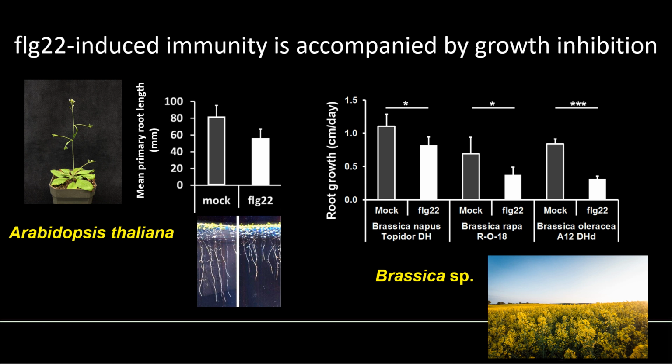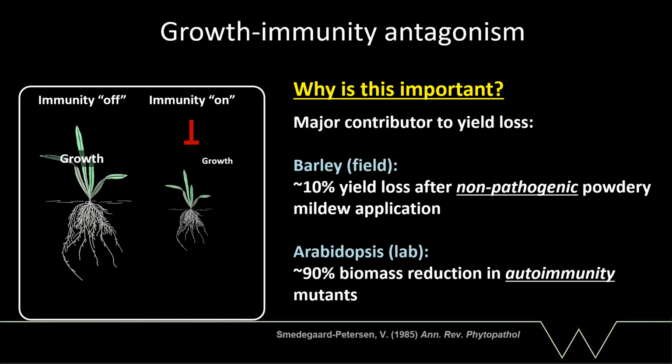However, we also, as we've heard, see an accompanying inhibition of root growth. So we can see this both in Arabidopsis in the lab. We see shorter roots after flg22 treatment, and a slowing of root growth in a number of Brassica species. So this is the well-known phenomenon of growth immunity antagonism.